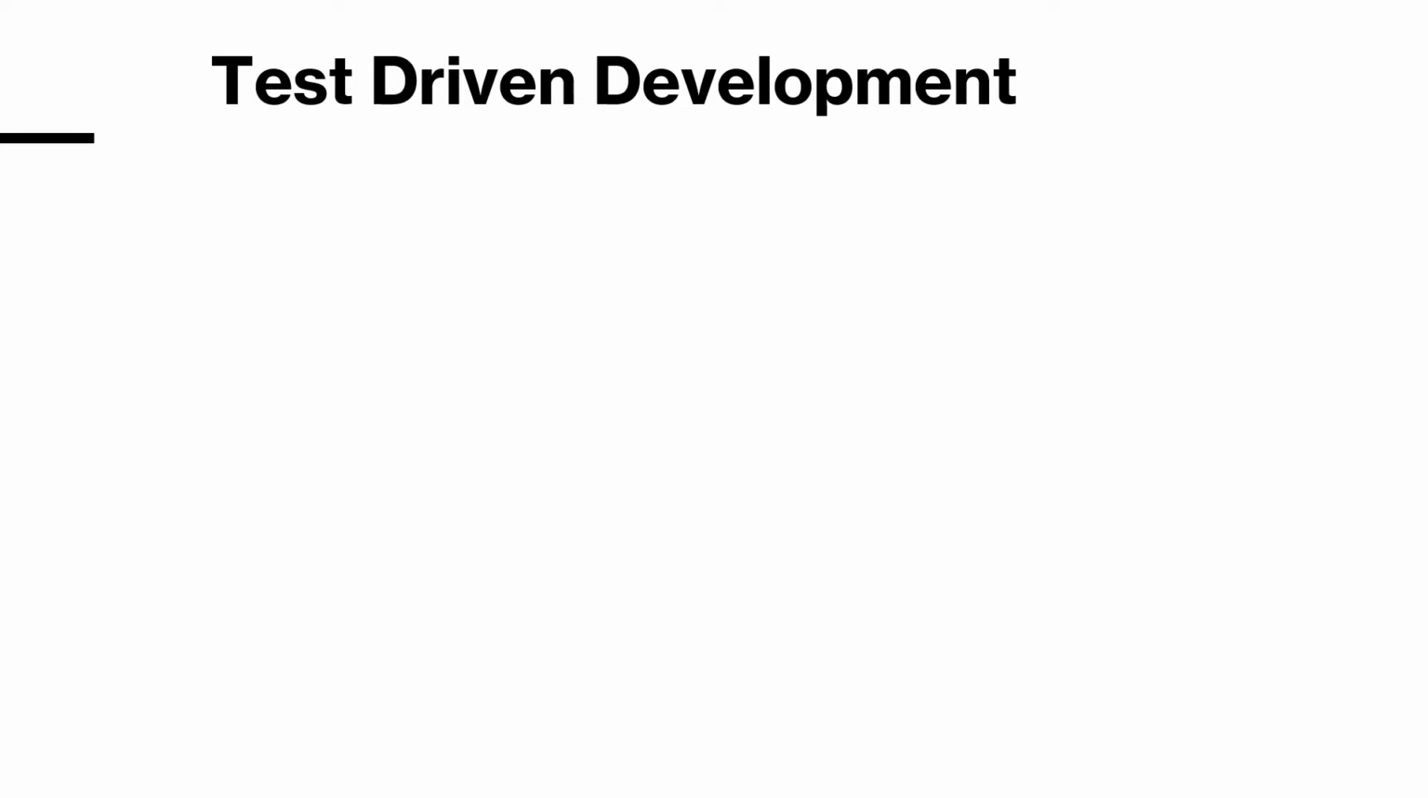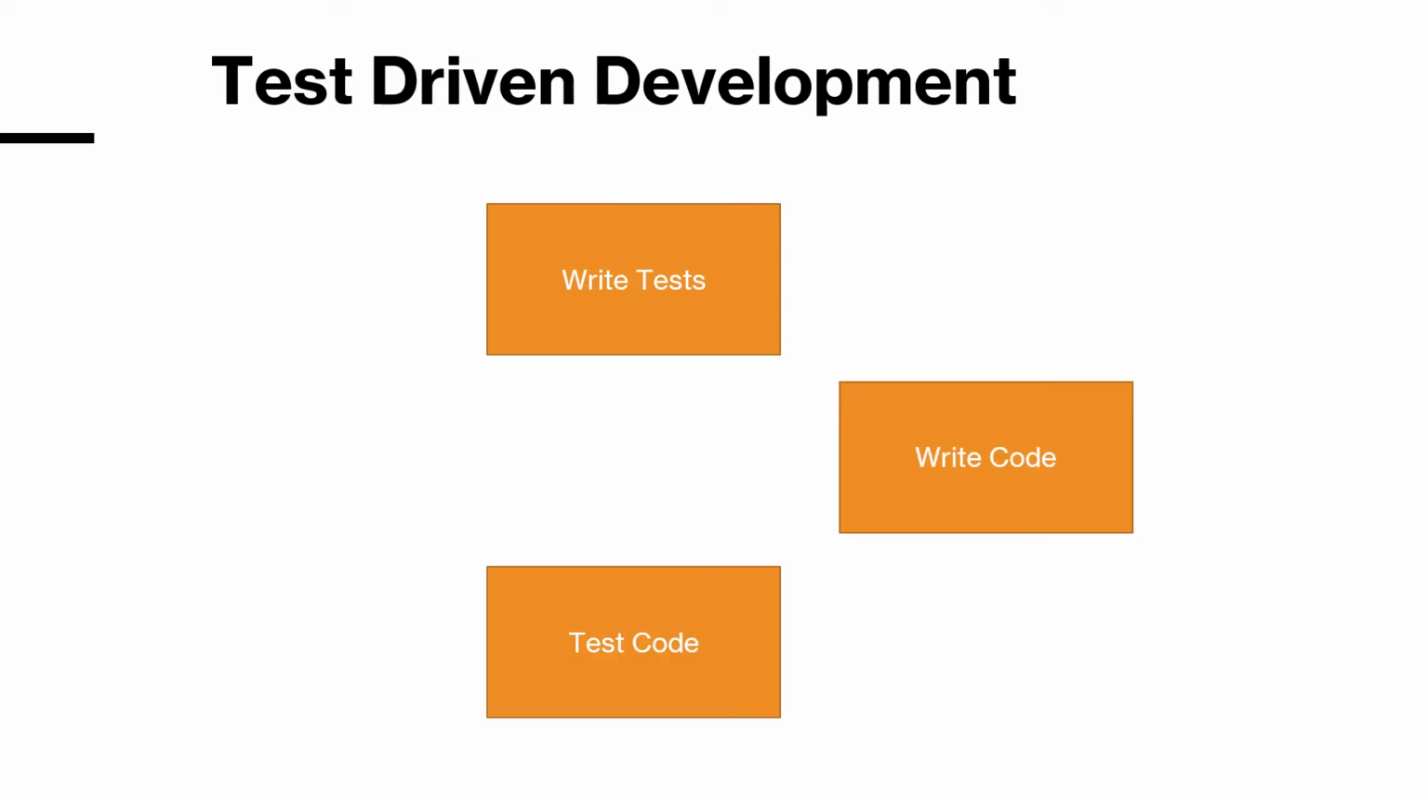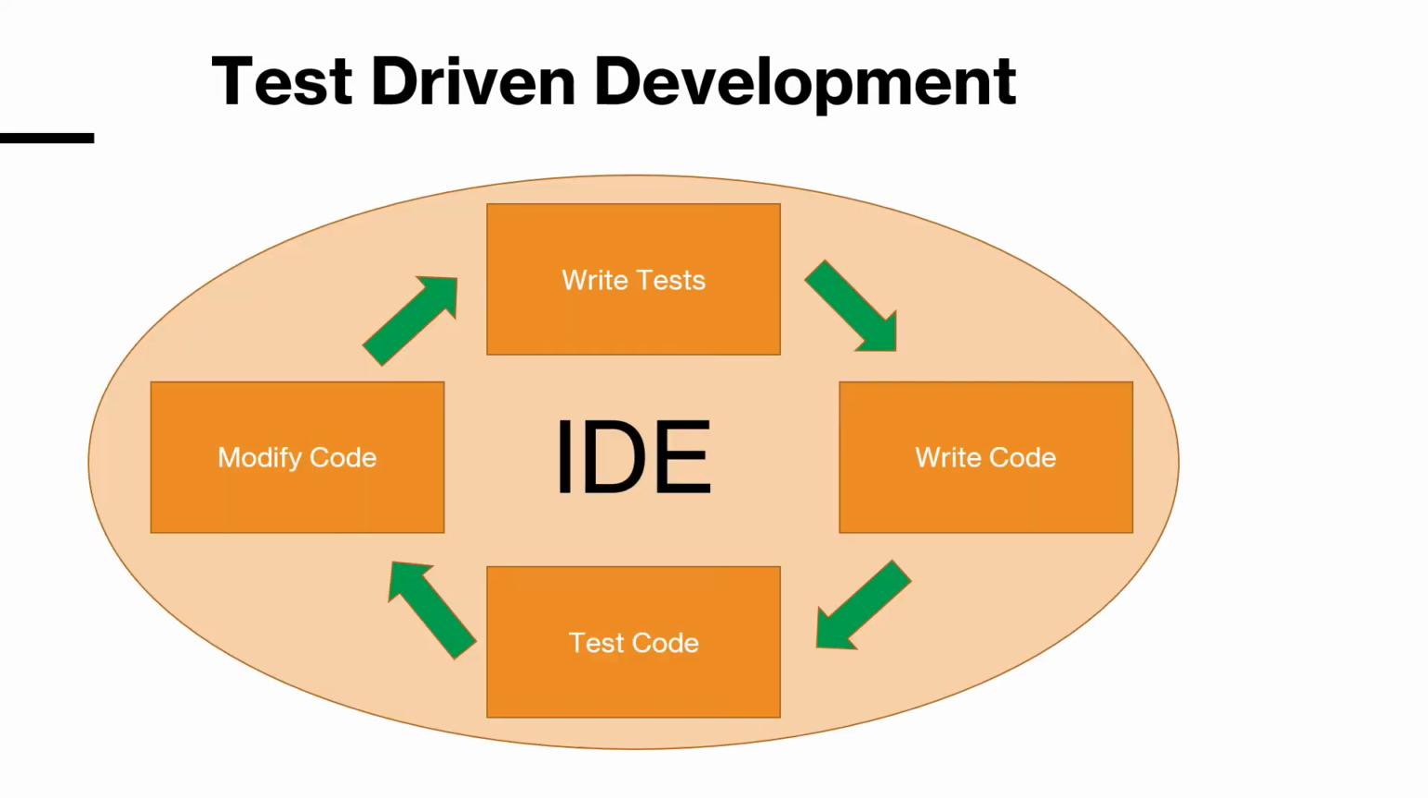Let me demonstrate that process briefly in an IDE and compare it to the process when you are not using an IDE. In an IDE, you go from writing tests to writing code to running tests, and then modifying your code. You do this continuously until all the tests pass and all your features are developed. Again, all this is done in the IDE.